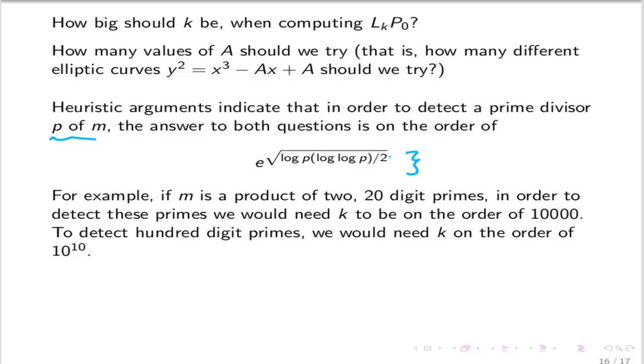For example, if m happens to be a product of two 20-digit prime numbers, so that's a hard number to factor if it's only got two big prime factors, then in order to detect these primes, I would want to let k be on the order of 10,000. And if we were trying to detect 100-digit primes, I would need k to be on the order of 10 to the 10th. And that's way out of reach of our computational power. 10,000 is okay. So the elliptic curve method is quite effective at identifying prime factors with between 20 and 30 digits. But to get 100-digit primes, it's not a good method to use.